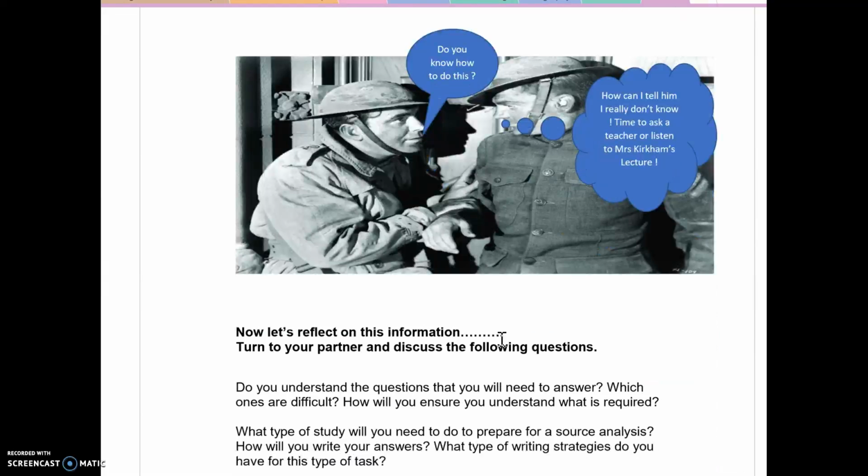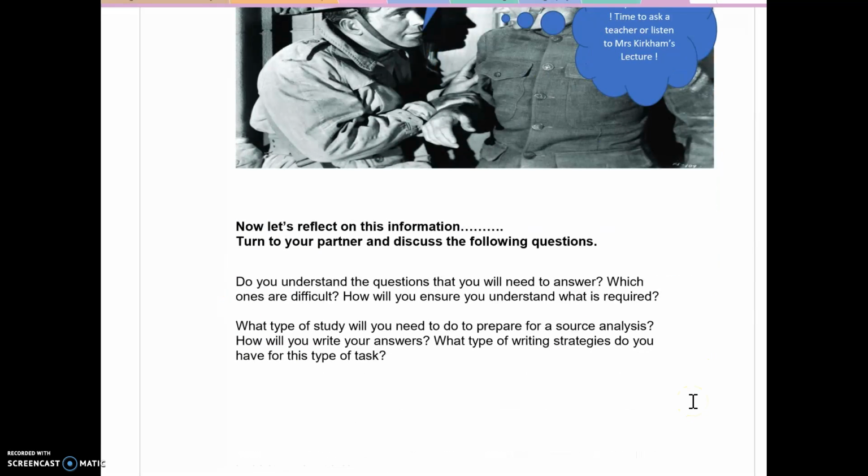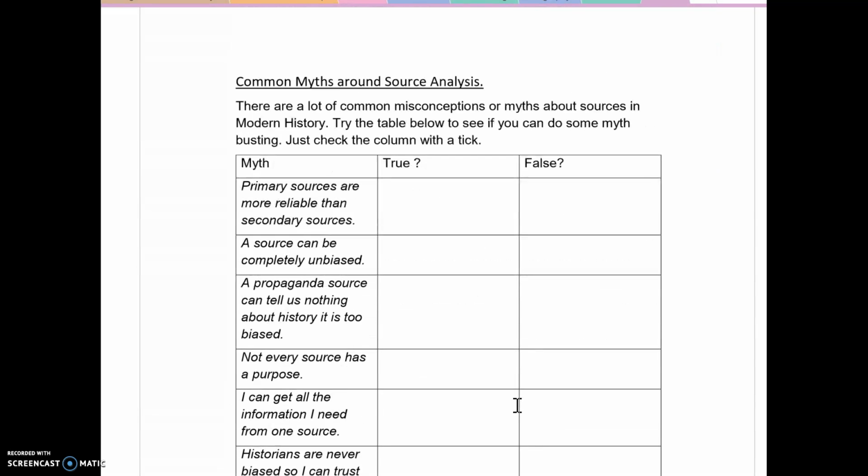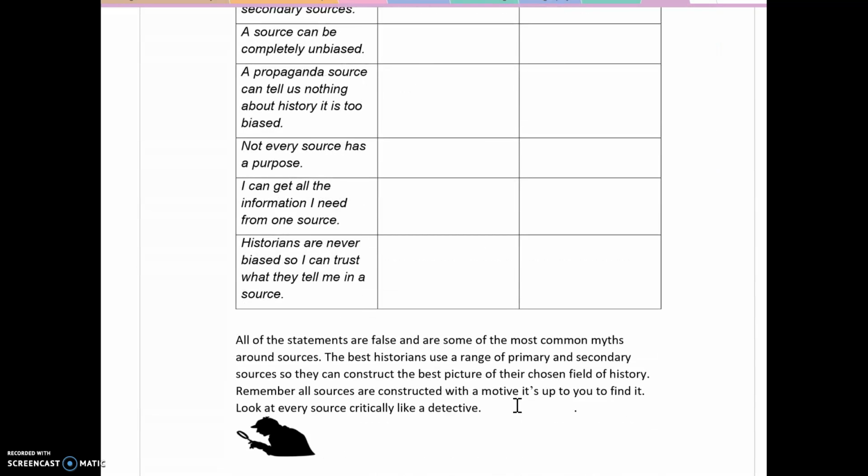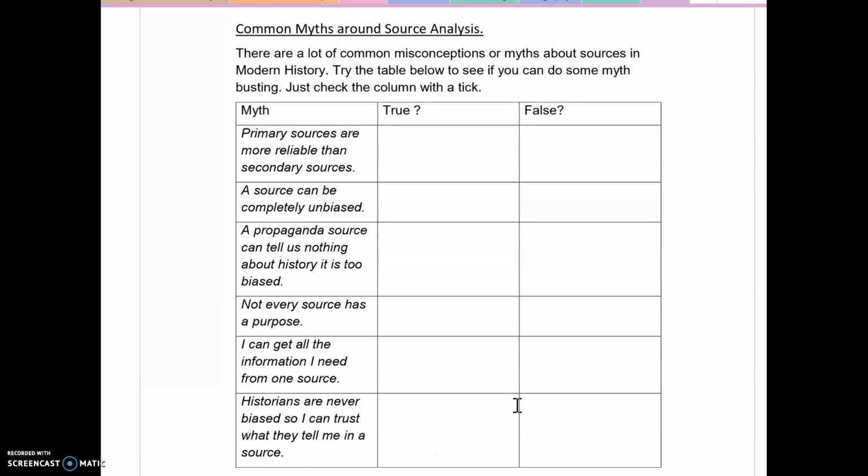So there you have it. I've got a little blurb there. Do you know how to do this? How can I tell if I don't really know? Time to ask a teacher, or of course now you're listening to the lectures. So have a little think about these reflection questions. Do you understand the questions? What are difficult? How do you know you're on the right track? What type of study? How will you write your answers? What type of writing strategies do you have? How are you going to construct your booklet? All that kind of stuff. There's a few myths there at the end. So maybe pop yourself through those as a bit of a tester.